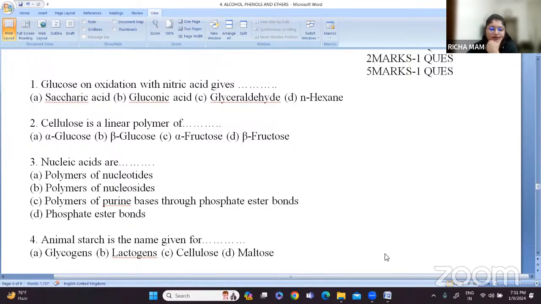Which is the nucleic acid which synthesizes protein? Yes, Shashank has answered it right. It is RNA. Good. And which is the nucleic acid responsible for genetic information? It is DNA. Yes, good. Shashank has answered it right.